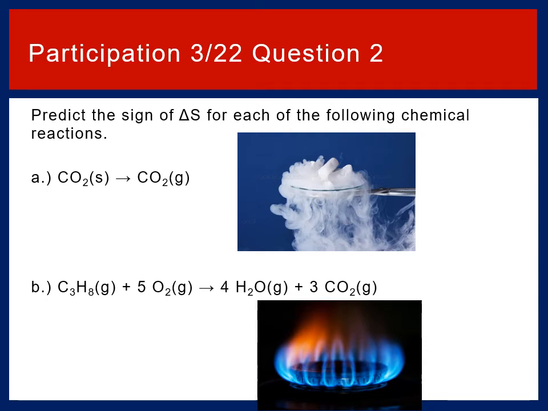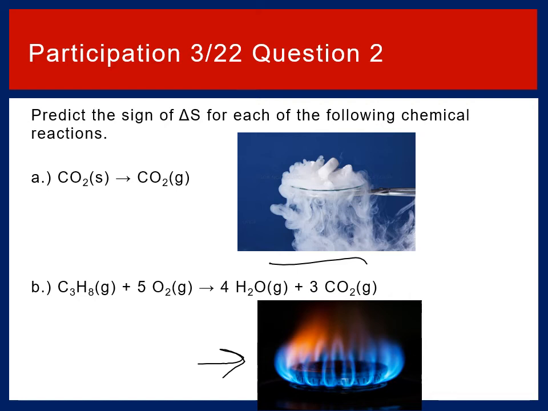Participation 322, question 2. Predict the sign of delta S for each of the following chemical processes. A, CO2 solid becomes CO2 gas. That is the sublimation of dry ice. And B, C3H8 gas plus 5 O2 gas becomes 4 H2O gas and 3 CO2 gas. So burning propane, like in a gas burner.